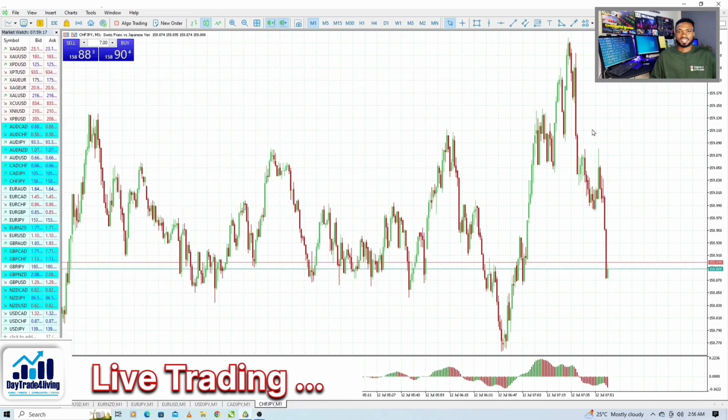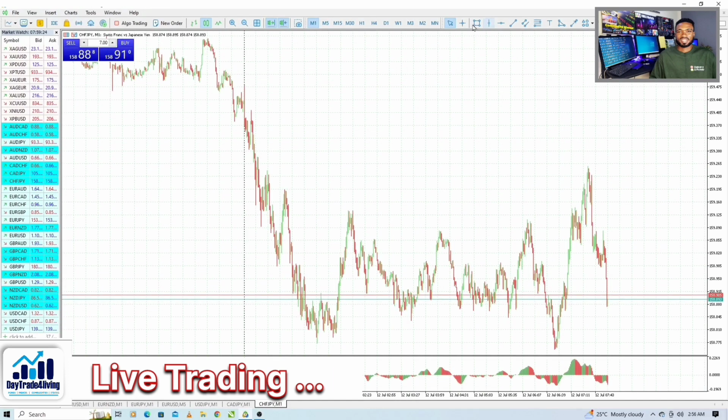So let's open the Swiss yen chart. On the Swiss yen chart, as you can see, the market is ranging perfectly. Can you see? So we have to draw our support areas. You can see there's support down here. There's also support up there.